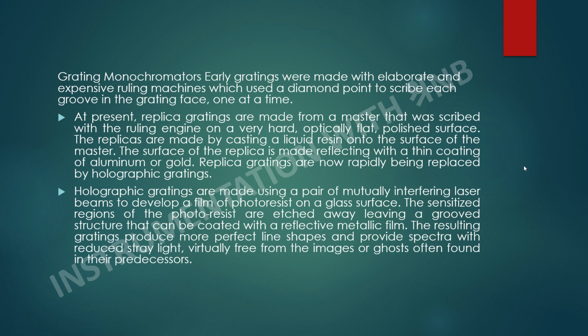Now, grating monochromators. As I have already discussed, there are 1200 to 1500 grooves in a grating monochromator. Earlier, these grooves were made by using diamond point ruling machines. Each groove is made one at a time. So you can understand that it is a very time consuming process. Now at present, replica gratings are made.